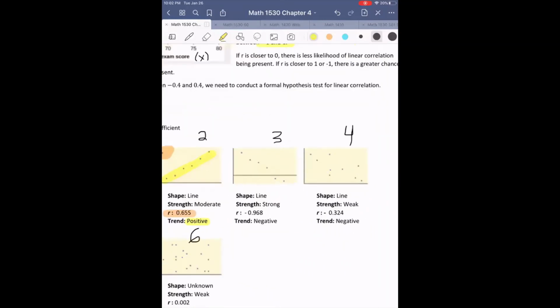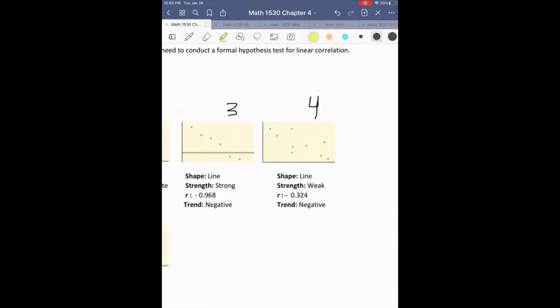Let's look at scatter plots 3 and 4. Both of these have a line pattern to them. Now, 3 has a nicer line pattern than 4. In 4, the data values are pretty spread out. So we would say this one has a weaker linear relationship. And again, that's also reflected in our R's. Scatter plot 3 has a really nice R value. It's close to -1. Whereas in scatter plot 4, this R value is getting closer to 0.